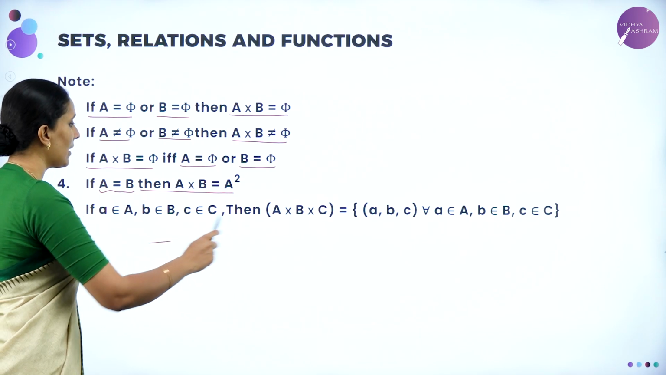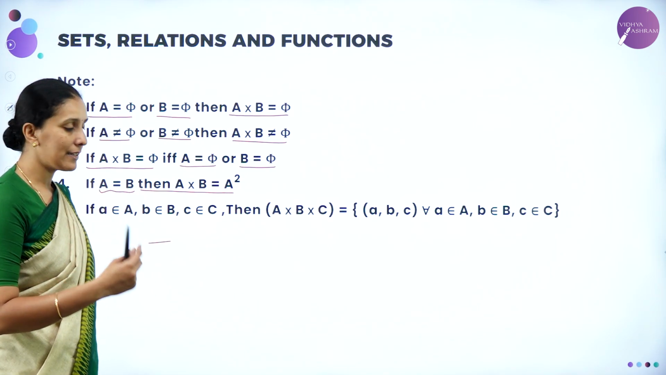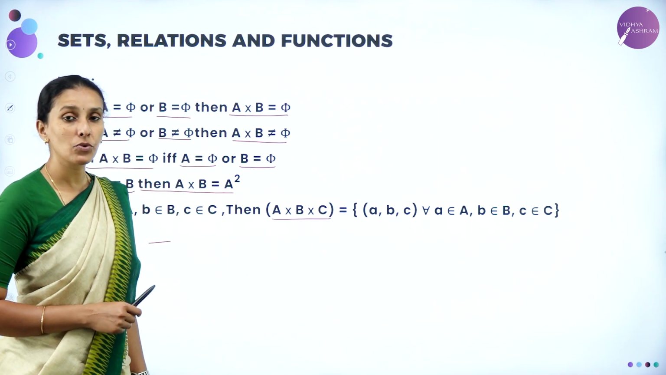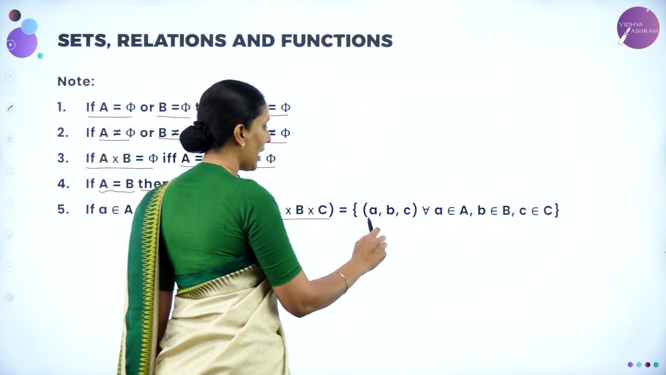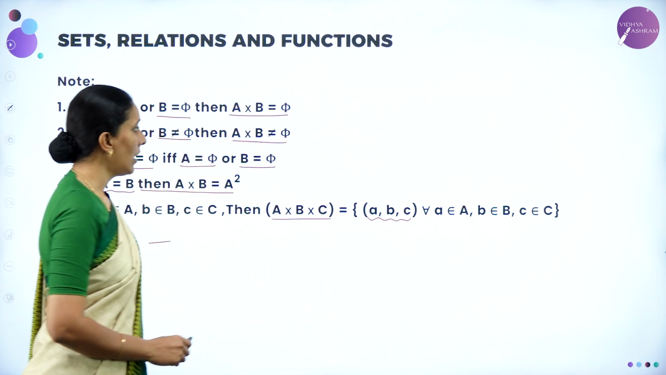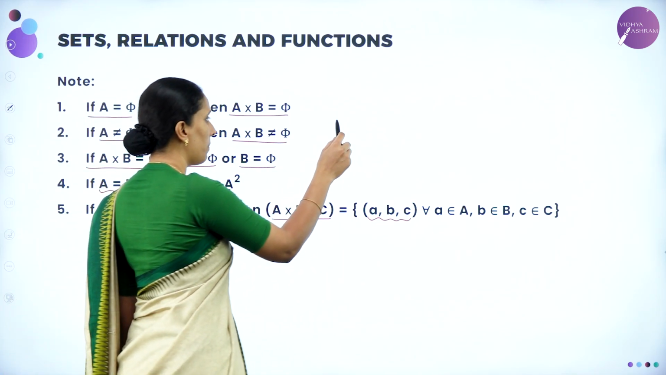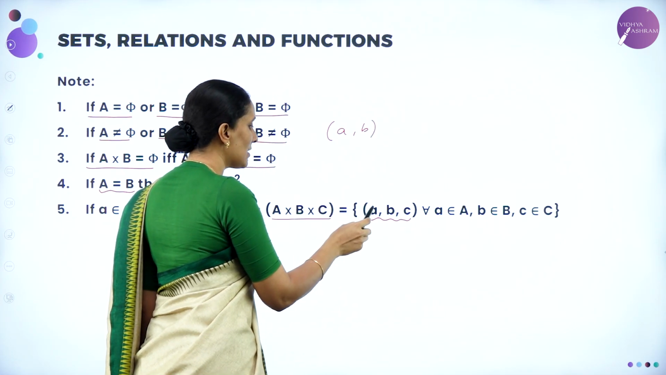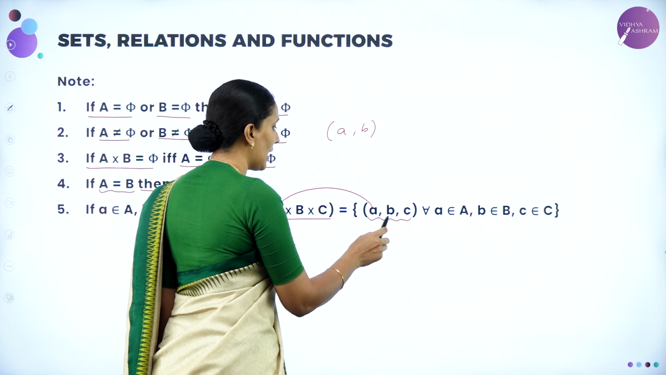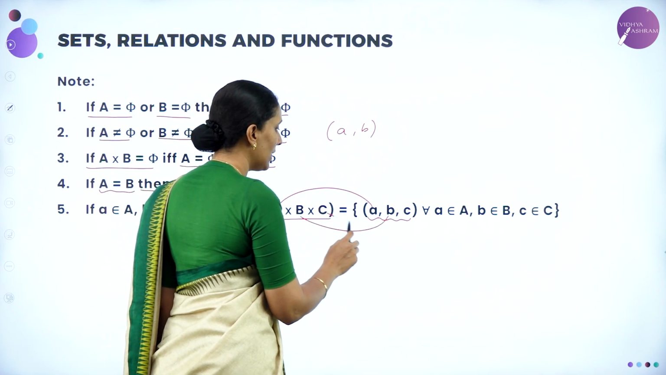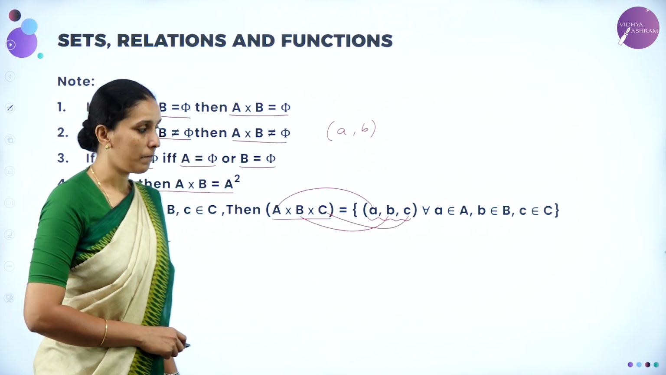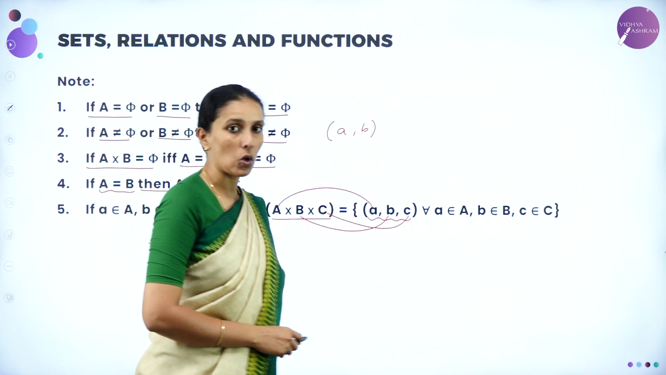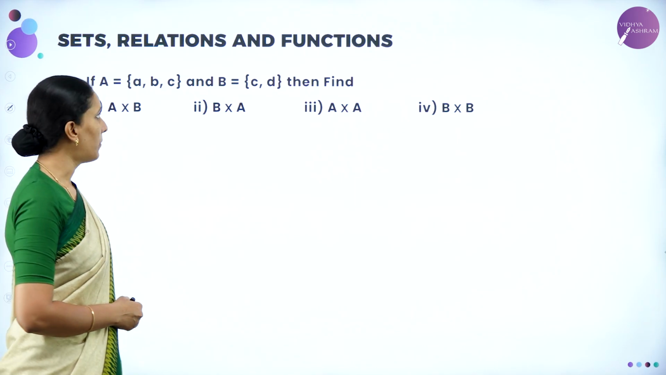Now, the same thing can be defined with respect to three sets, that is the Cartesian product of three sets, where the elements will be in the form of triplets (a, b, c). We call (a, b) an ordered pair, whereas this is a triplet. Here the first element belongs to the first set, the second element belongs to the second set, and the third element belongs to the third set. So clearly you can see a belongs to A, b belongs to B, and c belongs to C.